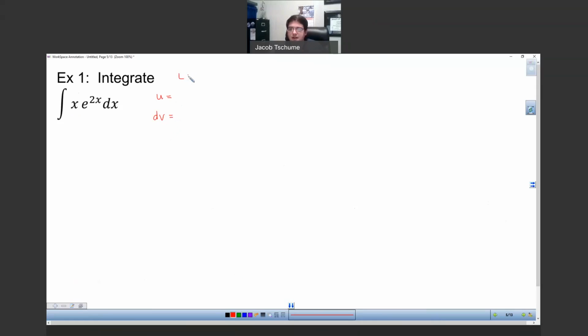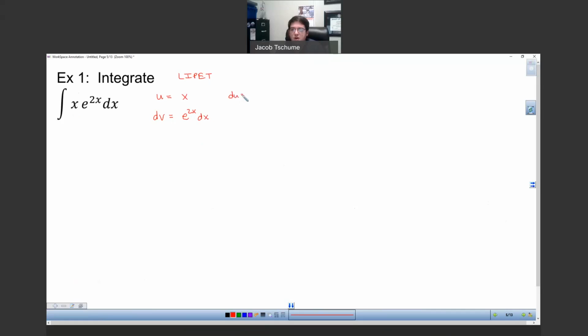So using the analogy of LIPET, there are no logarithms, there are no inverse trig, but there is a polynomial function. So I'm going to let u be my polynomial function, which is x, and therefore dv is going to be e to the 2x dx, whatever's left over.